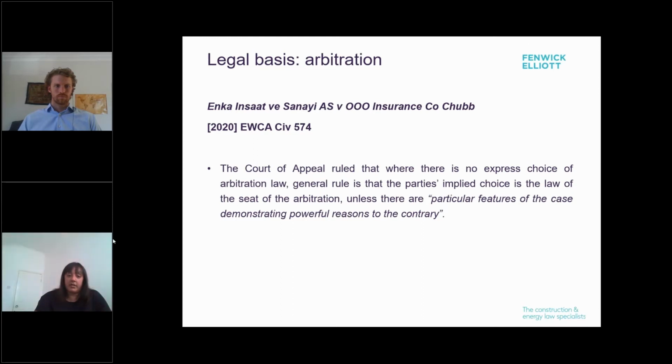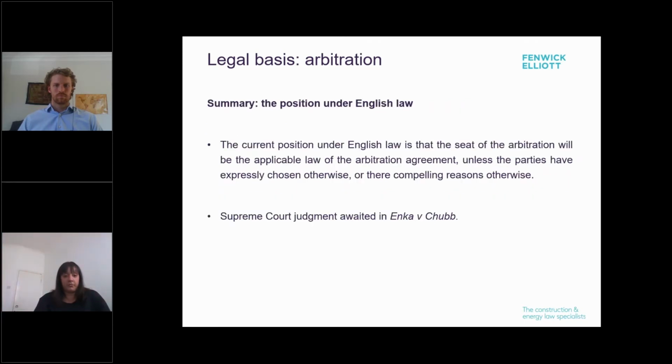The case involved a subcontract relating to the construction of a power plant in Russia, with an arbitration agreement seated in London. When a fire damaged the power plant, the insurers Chubb Russia commenced court proceedings against Enka in Moscow. Enka then commenced proceedings in London seeking to enforce the arbitration agreement and to confirm the applicable law. In applying the principles above, the court held that the proper law of the arbitration agreement was English law. There was no express choice of arbitration agreement law and no countervailing, let alone compelling countervailing, factors to rebut that general presumption. The current position under English law, in summary, is that the seat of the arbitration will be the applicable law of the dispute resolution provision unless the parties have expressly chosen otherwise, or there are compelling reasons otherwise.